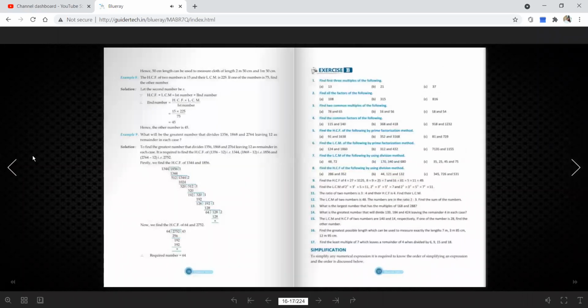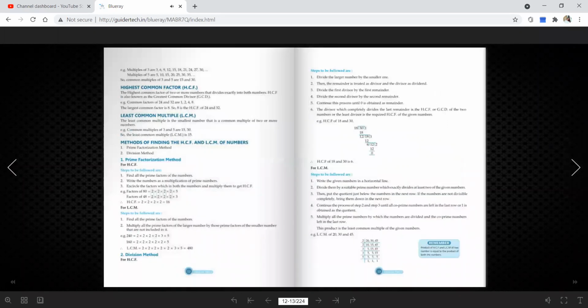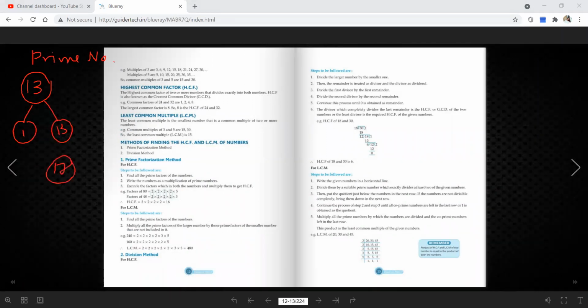Prime numbers are different. Prime numbers mean only one thing. Okay, I'm just going to write. Suppose I'm considering a prime number. Prime number means, suppose, consider 13. 13 has only two factors: one is 1 and the other is the number itself. Consider 17. 17 also has the factor 1 and the other factor 17.